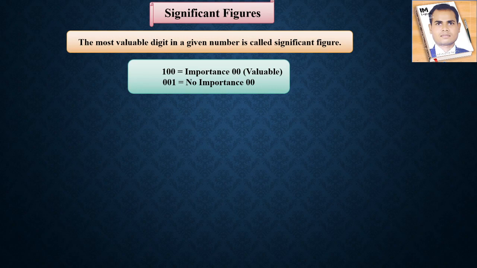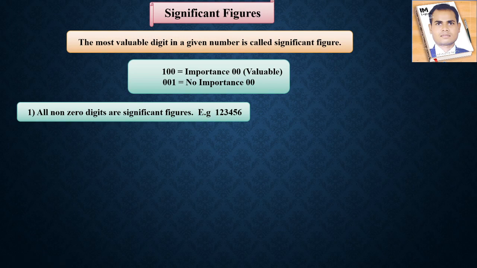If you take 100 here, the 0 has value in the 100. But if you write the 0 in front of 1, so before the 1 you write the 0, there is no importance of that 0. So that is the importance of a specific digit in the number, right? Now we are going to see the rules. With the help of these rules we can calculate the significant figures. We have to apply all these rules to identify the significant figures.